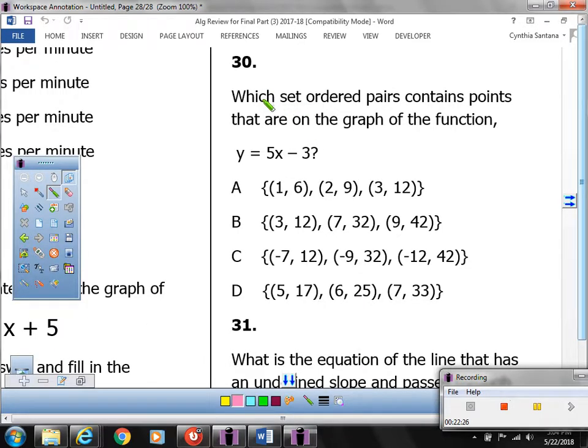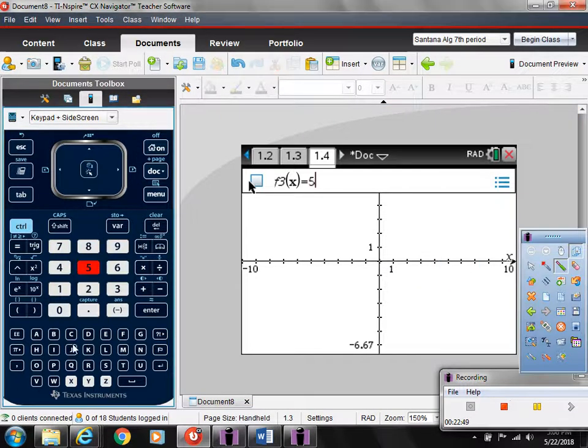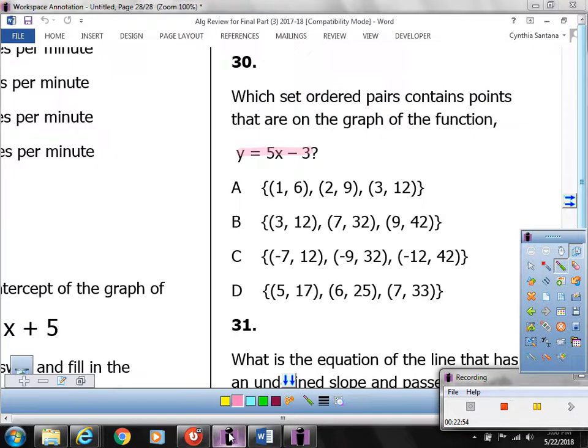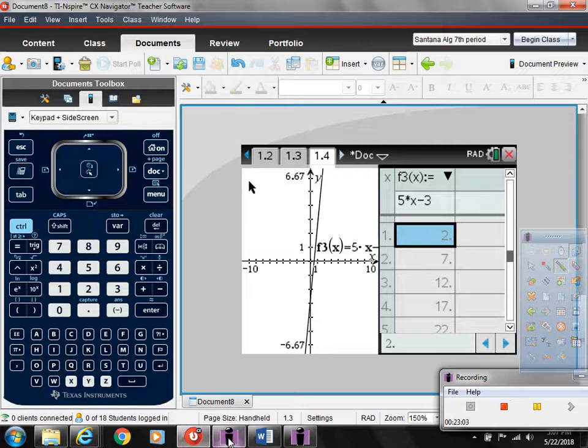Alright, so number 30, let's move along. Which set of ordered pairs contains points that are on the graph of the function? So here's some ordered pairs, and they want to know which answer choice will have points that are on this function. And y equals mx plus b, okay, that's going to be a line. So I'm going to go ahead and graph this line. And I'm going to probably look at the table. I can look at these points on the table. That'd be the easiest way. I could also plot the points using Menu 1 1. But I'm going to go ahead and look at it this way.